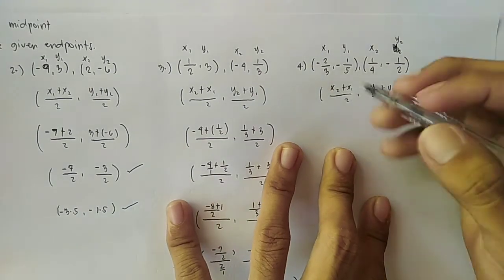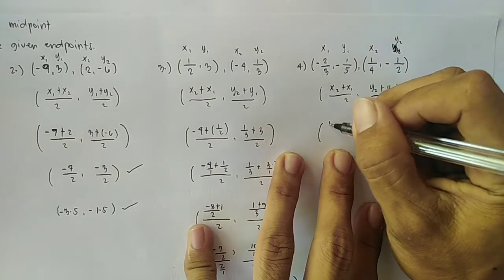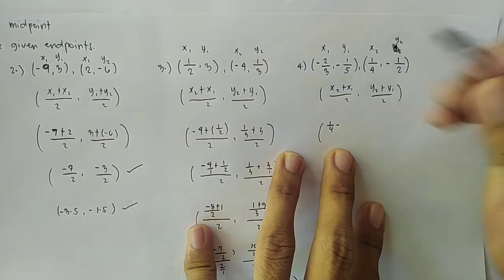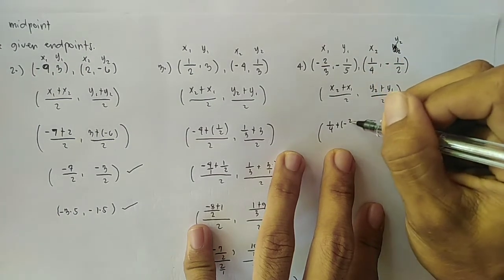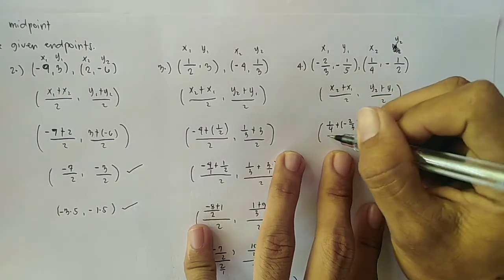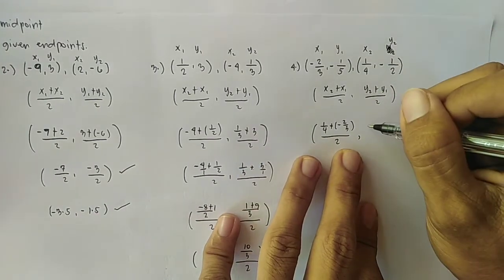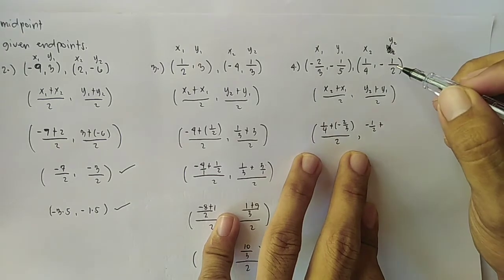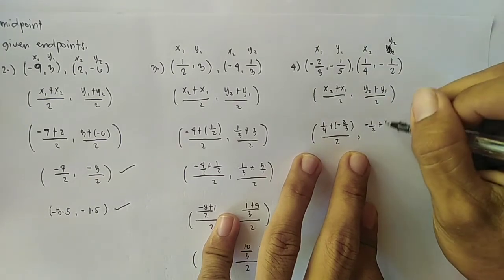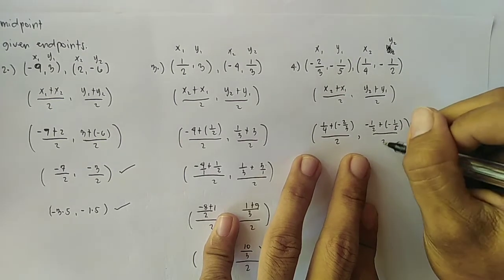Okay, so our x sub 2, let us directly substitute that one. Our x sub 2 is 1/4. So 1/4 plus our x sub 1, which is negative 2/3, all over 2. Then for the y, we have y sub 2 is negative 1/2 plus our y sub 1, which is negative 1/5. Okay, then all over 2.